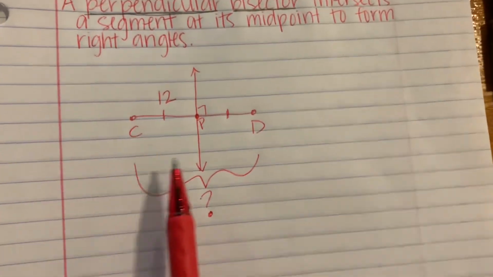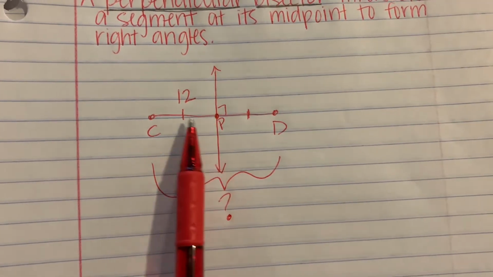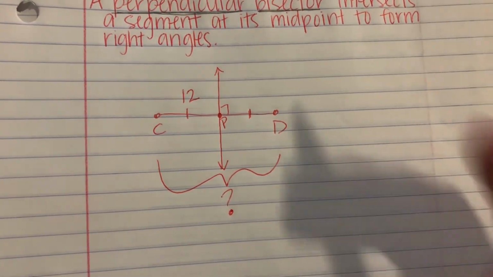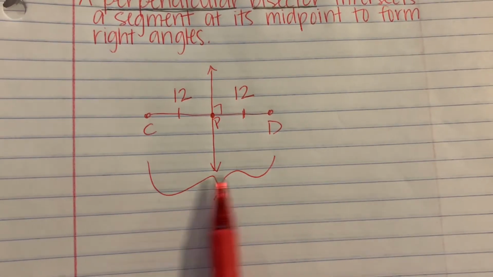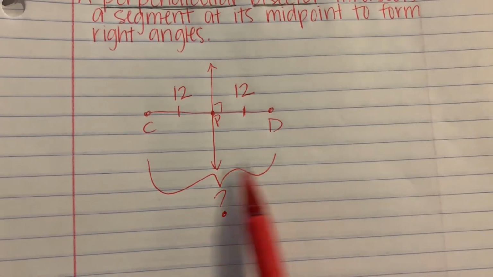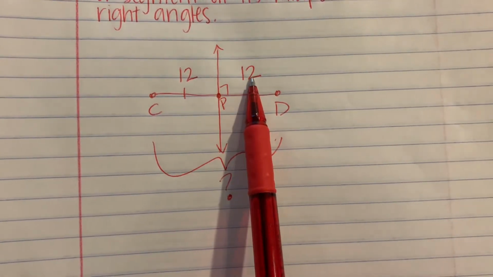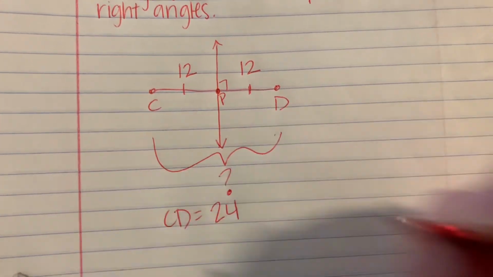Well, if this is a perpendicular bisector, then this is in the middle. So if this half is 12, this half is 12. And if it's asking me for the whole thing, how do I find what CD is? All I have to do is add these two together. So CD is 24.